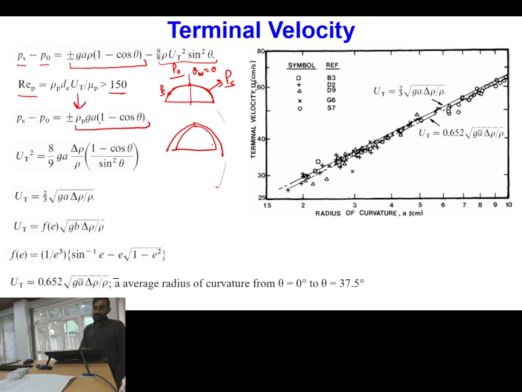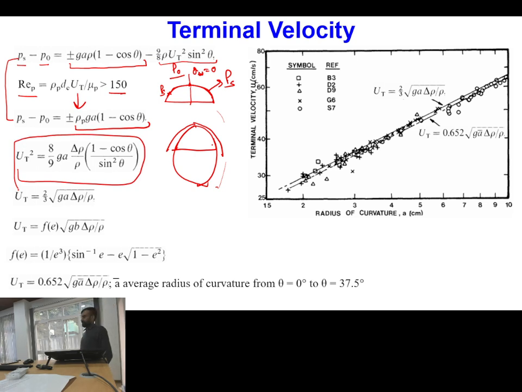So rho p g a into (1 minus cos theta), where a is nothing but the radius of the sphere from which this spherical cap is actually extracted. Okay, and once you balance these two pressures, you get the value of terminal velocity. Typically, for Reynolds number greater than 150, the value of theta is close to 50 degrees. So if you substitute this, you will get U_t equal to 2 by 3 root of g a delta rho by rho.